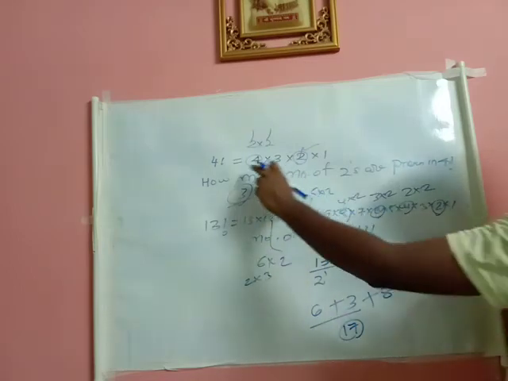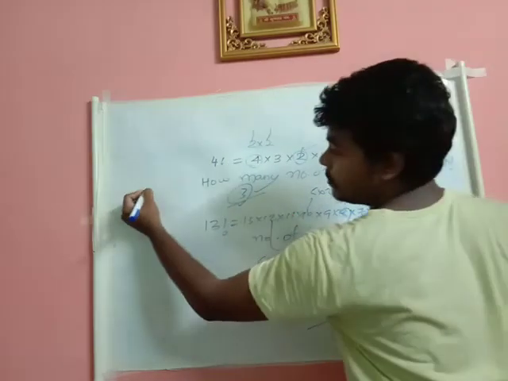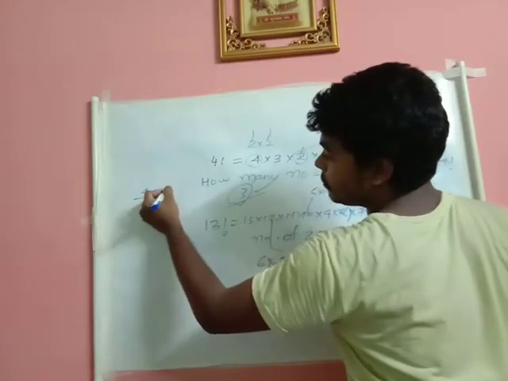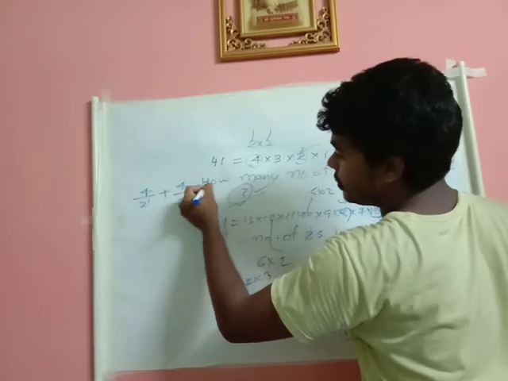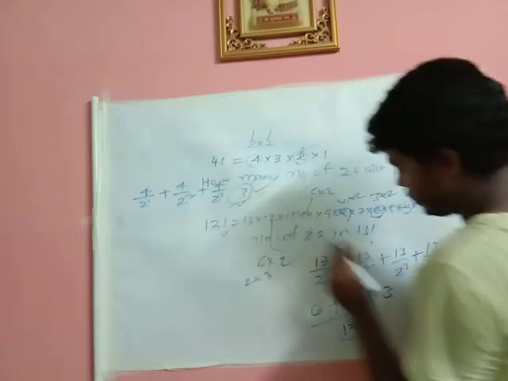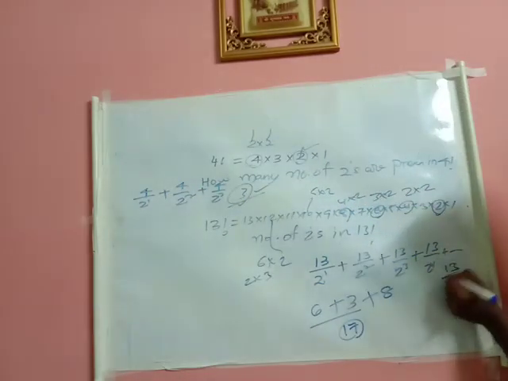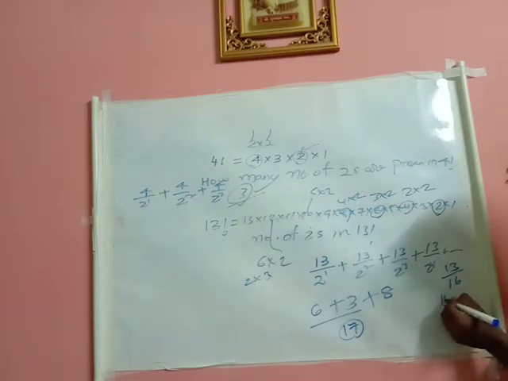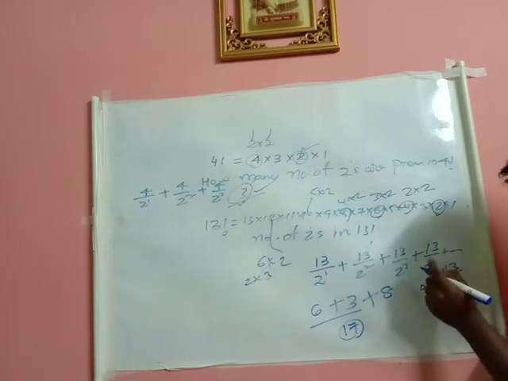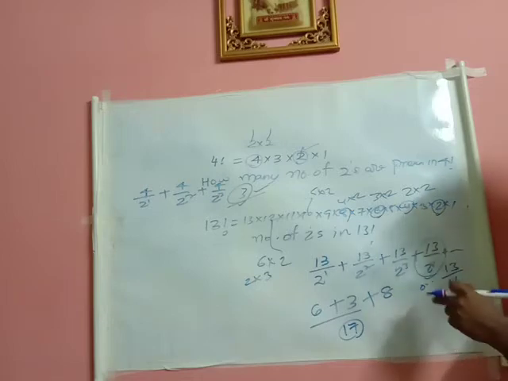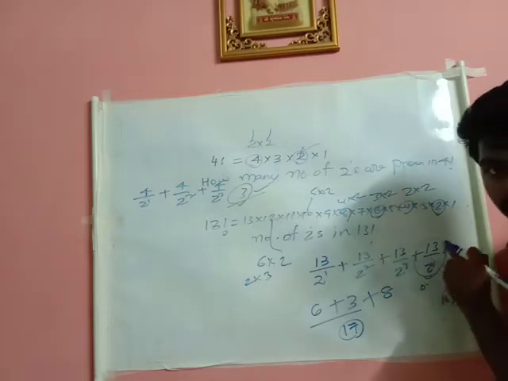Right? Now, coming to 4 factorial, I will be taking 4 by 2 power 1 plus 4 by 2 square plus 4 by 2 cube. You can ask me a question: why can't you write 13 by 16? 13 divided by 16 is 0 point something. So you just stop whenever you get a number less than 1.